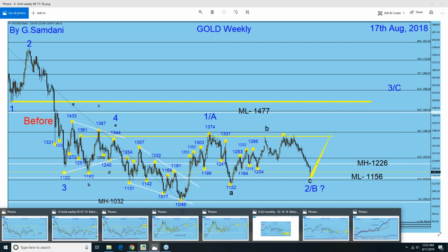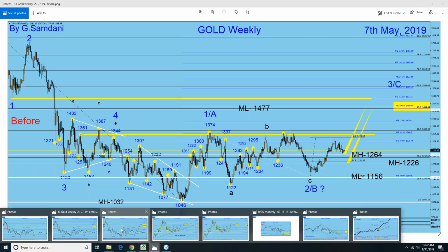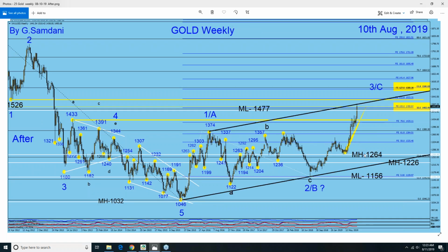This was my first chart, then we went here and then dipped a little bit here, 1264. So I said, okay, we're gonna either bounce from here and go to 1477 or drop a little bit more, 1226, and then go to this area. But we went straight forward from where we were, right? Exactly 1264. Look at where we are on the 10th August 2019.